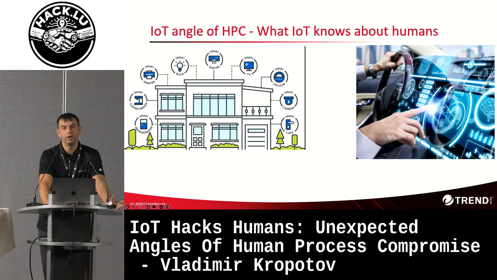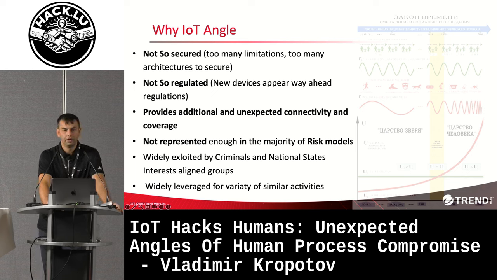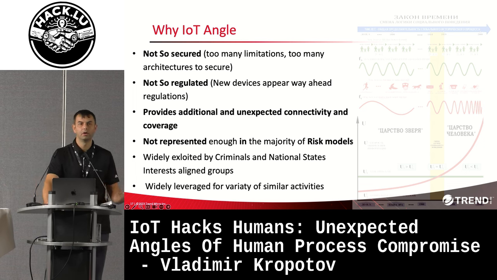And here the IoT angle comes in, and this IoT angle covers a lot of things, including connectivity in places you don't expect, coverage, direct sensors, sensing, and many other things. So why the IoT angle? IoT equipment is hard to secure. It's not so regulated, because we normally get regulation after some significant events or after some period of time. And as more and more types of equipment come, it's not easy to include everything in the laws. It provides connectivity that is actually not presented enough in the majority of risk models.